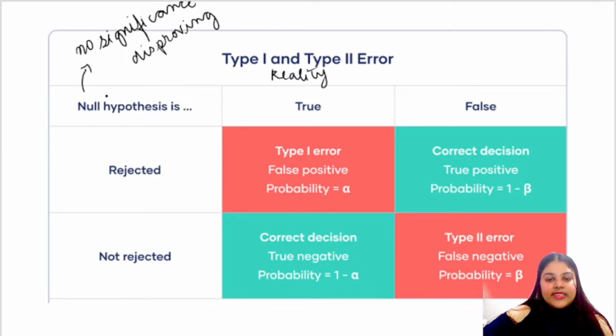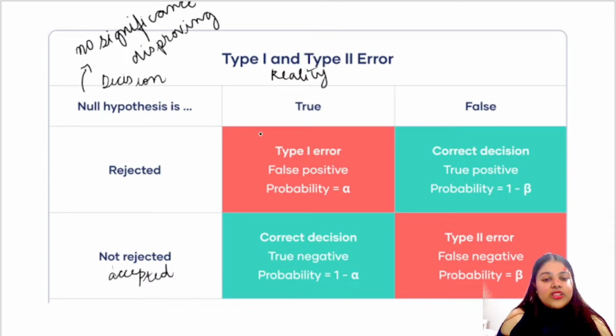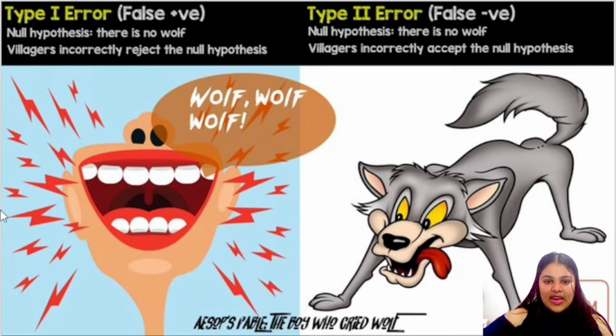And herein we are talking about the decision that we have taken while conducting our research. So, herein it is written that we have rejected our null hypothesis, and herein it is written that we have not rejected, which means we have accepted our null hypothesis. So if I look at this table, if my null hypothesis was true and I have rejected it, which means that the study that I was conducting was actually false, but I have said that no, it is true. Let us look at it by an example.